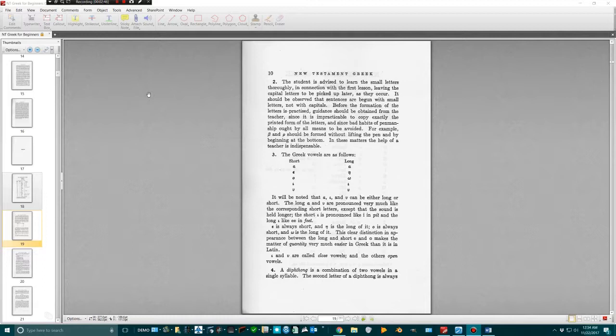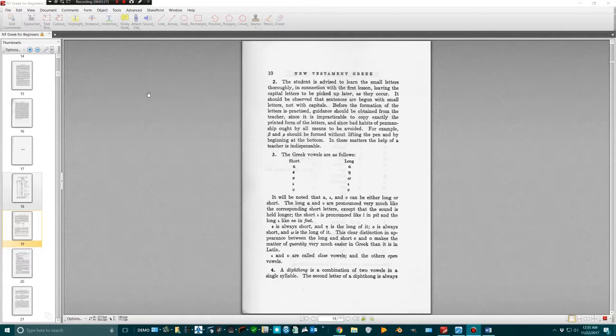It'll be noted that alpha, iota, and upsilon can either be long or short. The long alpha and upsilon are pronounced very much like the corresponding short letters, except that the sound is held just a little longer. The short iota is pronounced like I as in pit, and the long iota is like E as in feet. Epsilon is always short and eta is always long. Omicron is always short, while omega is always long. This clear distinction in appearance between the long and short E and O makes the matter of quantity very much easier in Greek than it is in Latin.